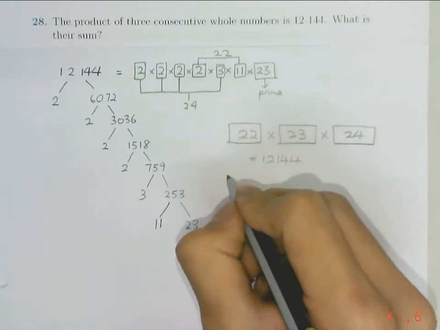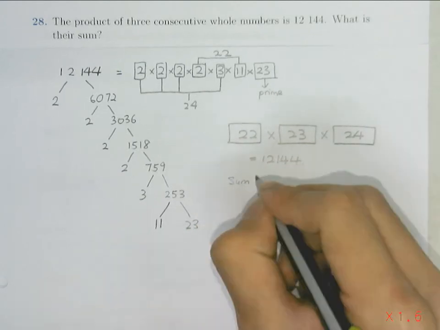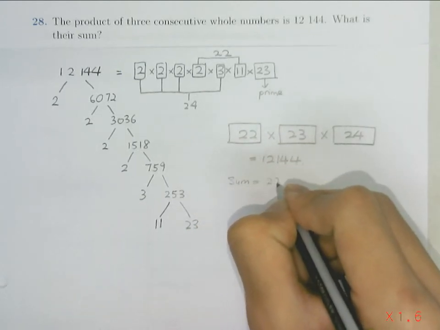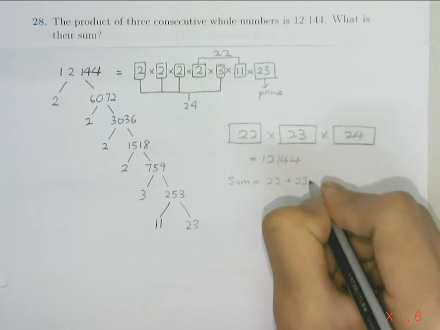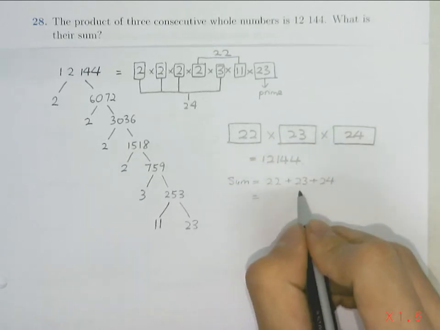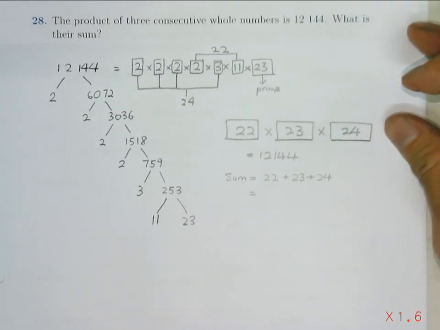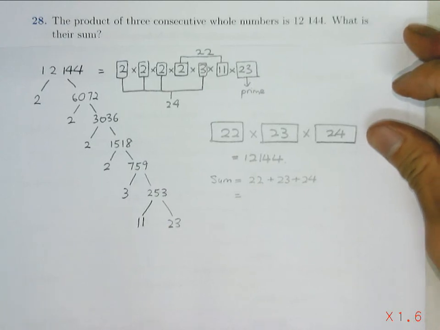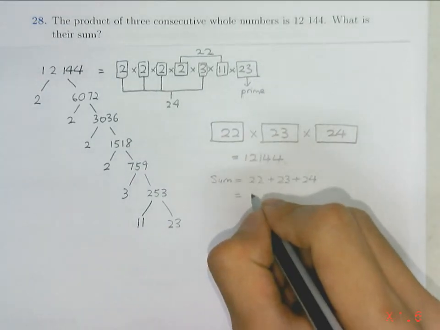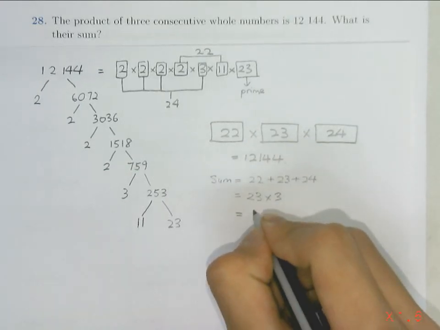Following the question, the sum would just be 22 plus 23 plus 24. The average is also the middle for consecutive numbers, so the average is 23. There are three numbers, so we just take 23 times 3. So the answer will be 69.